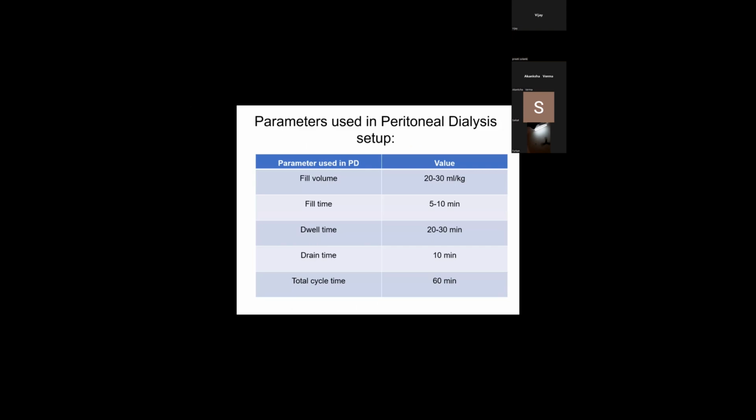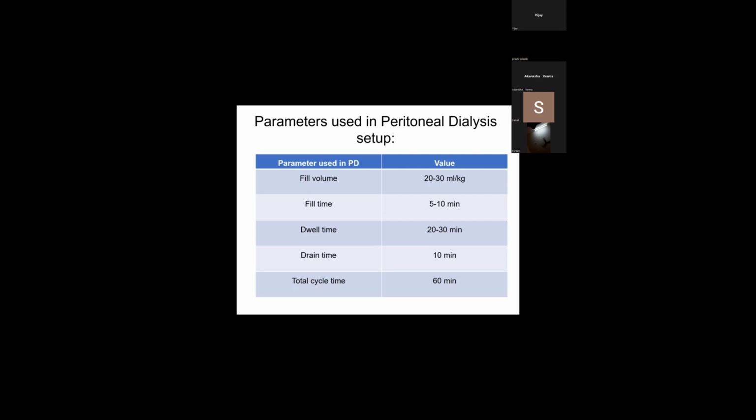So what parameters are used in the peritoneal dialysis setup? First parameter is fill volume, that is the volume of dialysate filled in the peritoneal cavity for dialysis in one cycle. Small amount, that is 5 to 10 ml, and approximately 5 to 10 minutes.